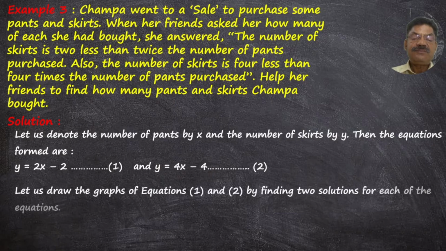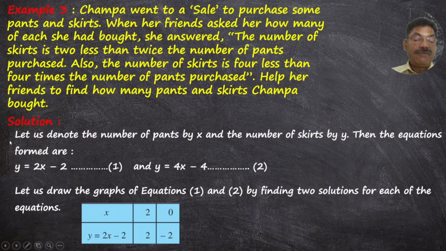Now, let us draw the graphs of equations 1 and 2 by finding 2 solutions for each of the equations. When x is equal to 2, y is equal to 2. When x is equal to 0, y is equal to minus 2 here.